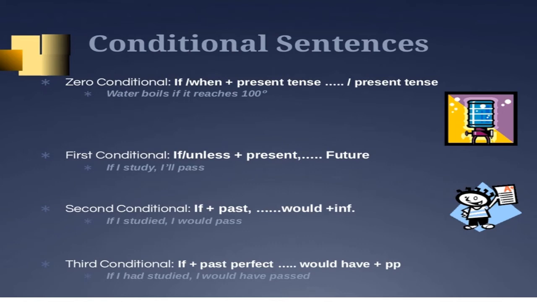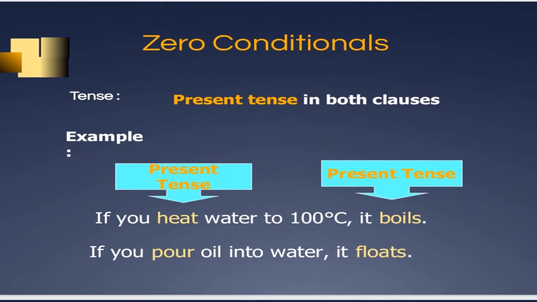The second condition is if plus past, and the main clause will be in would plus infinitive. For example, if I studied, I would pass. The third condition, if plus past perfect, and the main clause will be in would have plus past participle. If I had studied, I would have passed. We will explore the zero condition thoroughly.